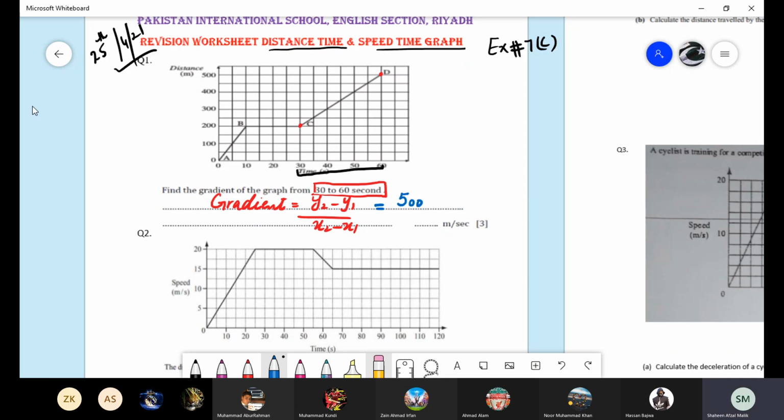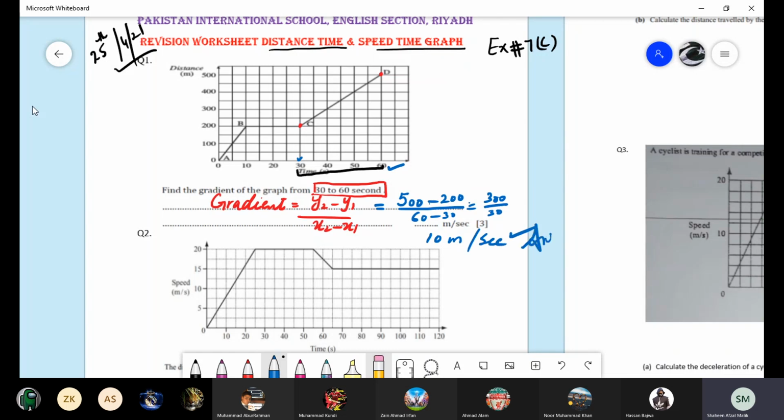What is the second value of the y? Yes, boys, the second value is 200. Divided by x2 minus x1. x2, if we come down from this point, the value is 60 and from here the value is 30. It will be 60 minus 30. 500 minus 200 will be 300, divided by 60 minus 30, which is 30. What will be the answer? 10. The answer will be 10 meters per second.